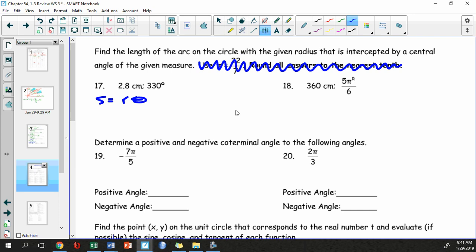So what is 330 degrees equivalent to? 11 pi over 6. So this is 2.8 times 11 pi over 6. And if you type that in the calculator, legitimately, type it in exactly the way you see it, using the pi, you should get, let's see here, 2.8 times 11 divided by 6 times pi. You're going to get 16.13.